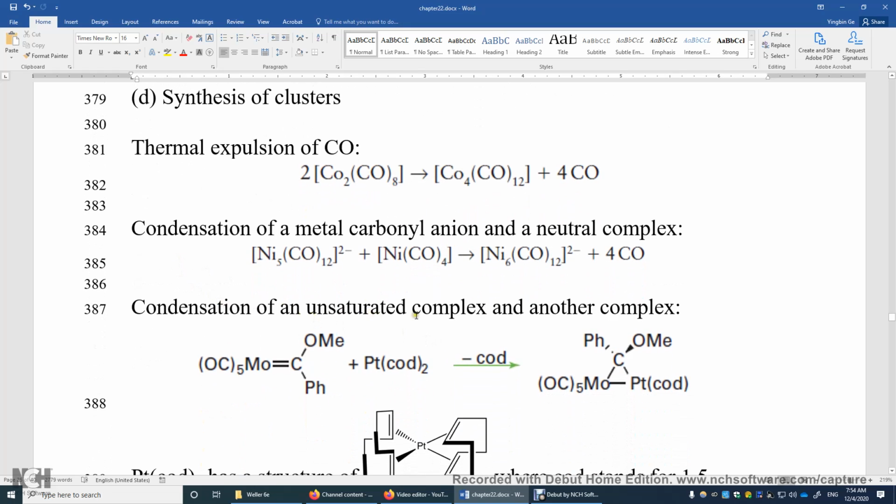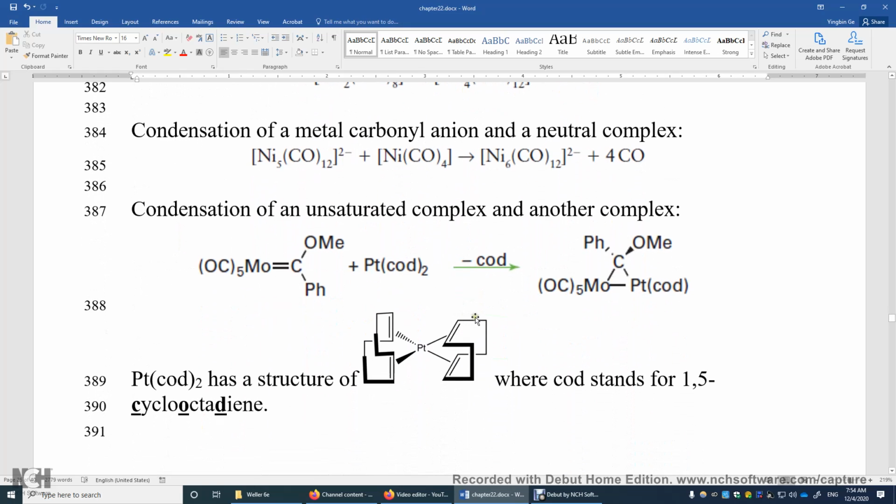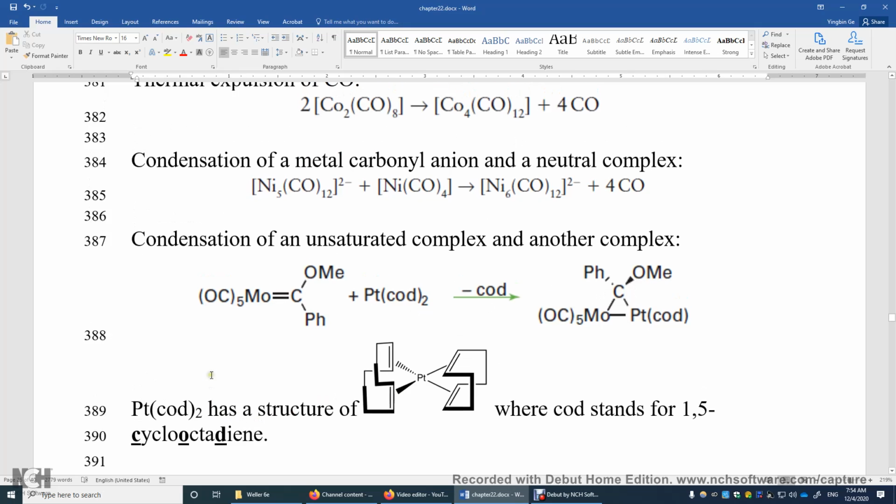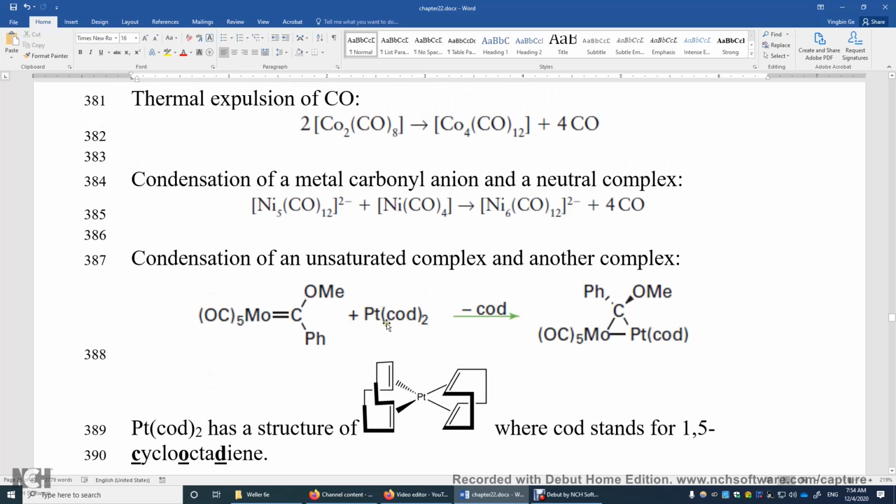Condensation of an unsaturated complex and another complex. This looks a little complicated, but you just need to focus on this double bond here. This double bond may interact with this transition metal center. So that's it. And then you have 3-membered rings here. This comes from that double bond interacting with this Pt. On the reactant side, you have 2 COD ligands bonded to platinum, and over here only 1 COD bonded to platinum.